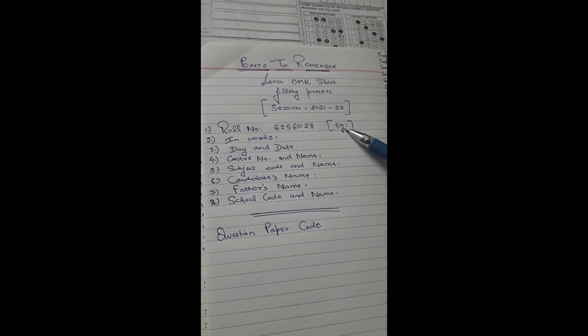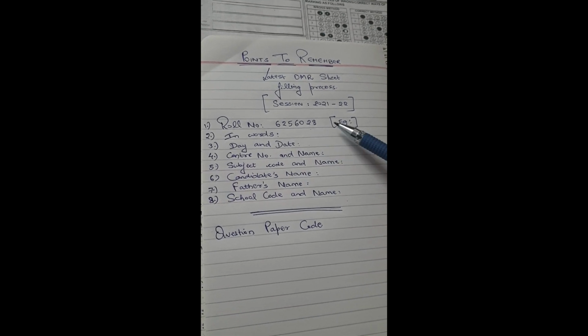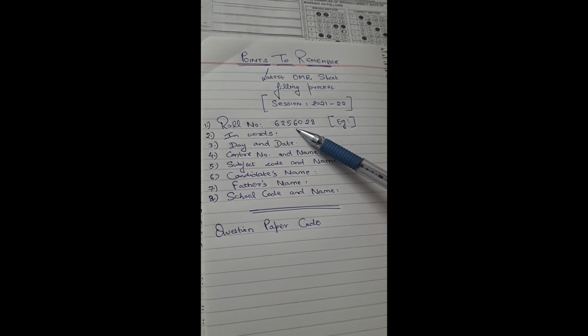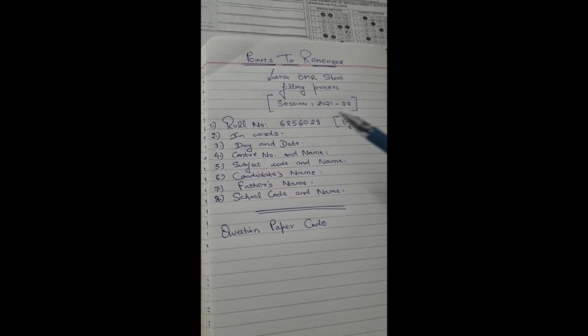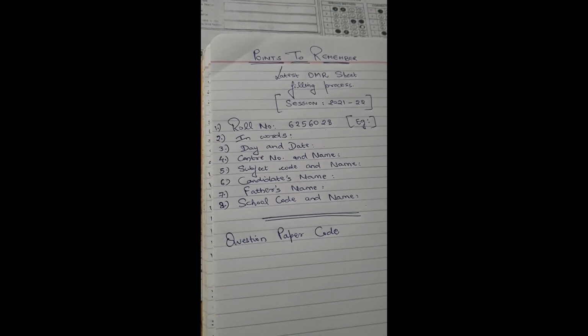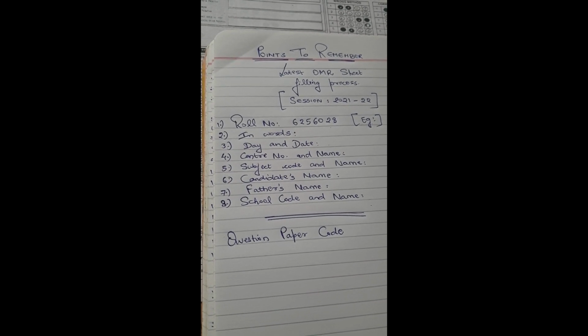The first point that you have to remember is your roll number, which you will get in your admit card. This is just an example that I have written over here. It can be as long as this, or it can be any number which you will have to write in the number form as well as in the form of words.